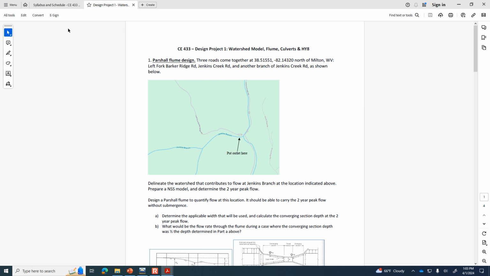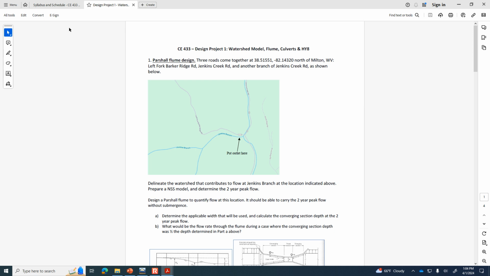There's 3 components to it. The first is I ask you to analyze a watershed and then design a flume, a partial flume that could be used to determine the flow rate at that watershed. And to design the flume, you have to know how big the flow it's likely to encounter is. So on the design project, what I ask you to do is use NSS for this first watershed, National Streamflow Statistics, to determine what's the likely runoff for the 2-year storm.